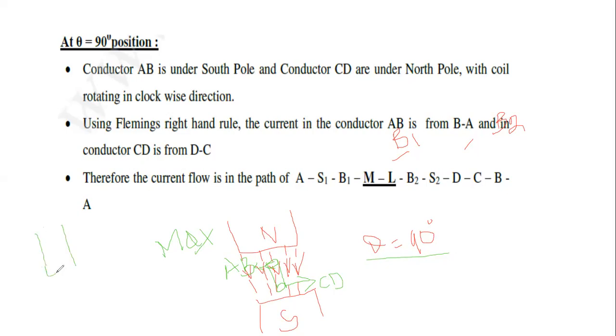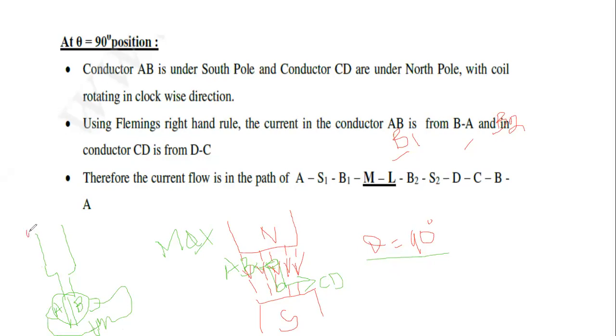Okay, these are the slip rings, and these are the commutator segments. This commutator is divided into two parts by the mica segment, and these are the carbon brushes. And this is the load.